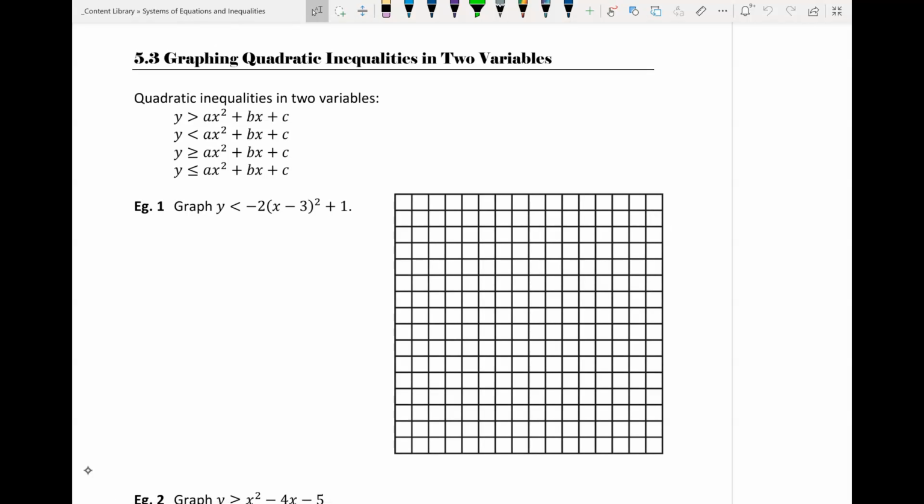Welcome to our last lesson in this unit. We are going to cover graphing quadratic inequalities in two variables today. It's very similar to graphing linear inequalities, and we're going to follow the same steps.